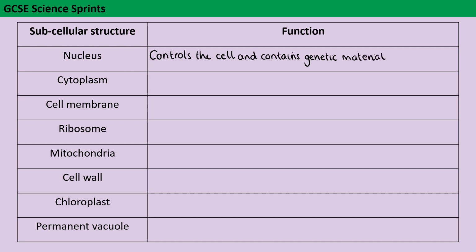So prokaryotic cells like bacteria don't have that nucleus. They don't have their DNA contained within a membrane. It's just free in the cell. But animal cells and plant cells do have this.